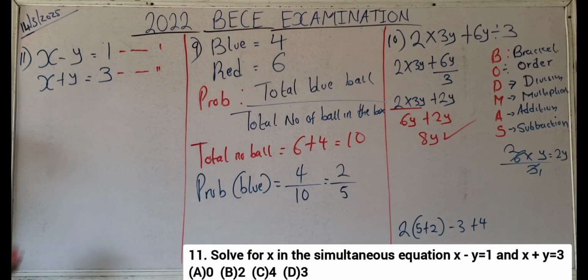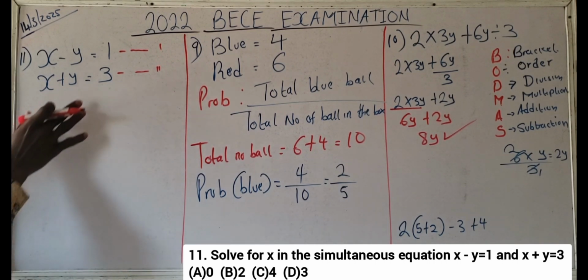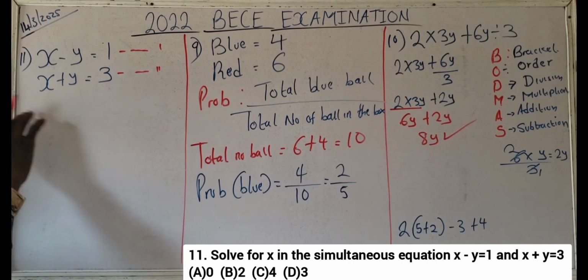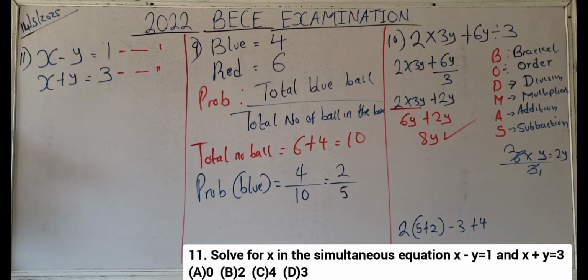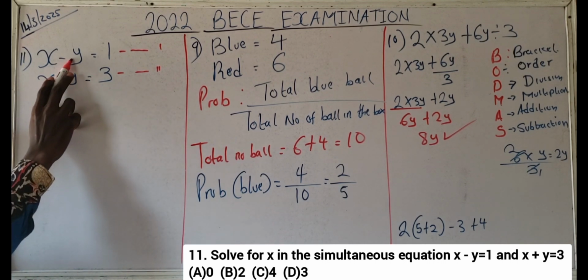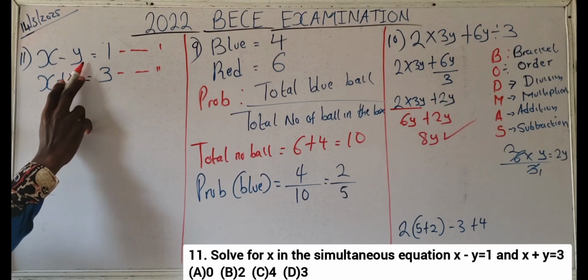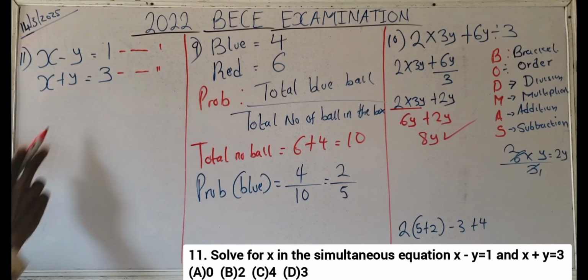You understand? This equation has been prepared because the goal is to find the value of x. Now, if you want to use the elimination method to solve this simultaneous equation, we can add both equations together to eliminate y. The reason is that the sign of the y in the first equation and the second equation is different.